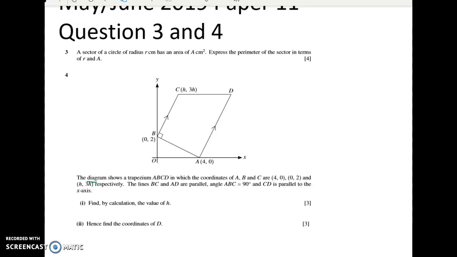Question 3 is pretty easy. Question 4 is easy if you spot one thing. So I'm going to give you a clue now for question 4, and it's that right angle there. Okay, so pause the video and then I'll work through them.